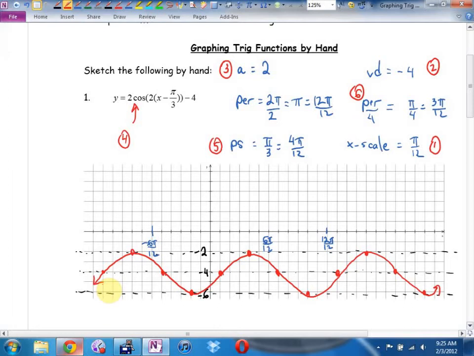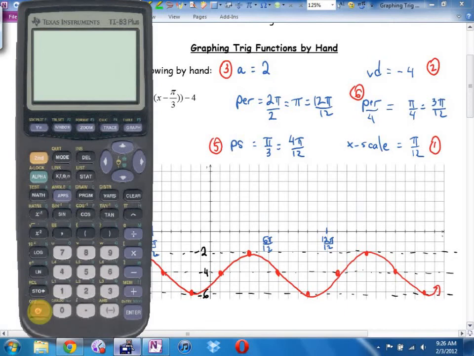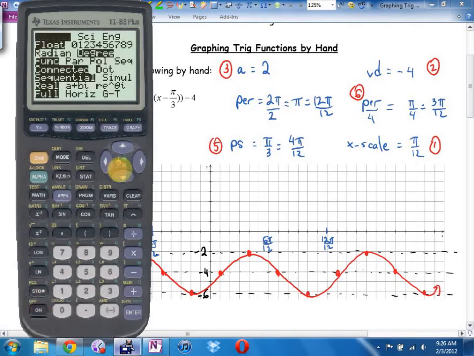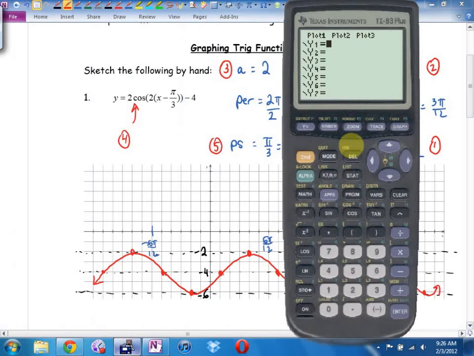Let's check our answer. Let's get out our graphing calculators. Make sure we're in radians. Clear any equations you have in your y equals, so press y equals. And I'm going to very carefully type this in. 2 cos 2 bracket x minus pi over 3 close bracket minus 4.